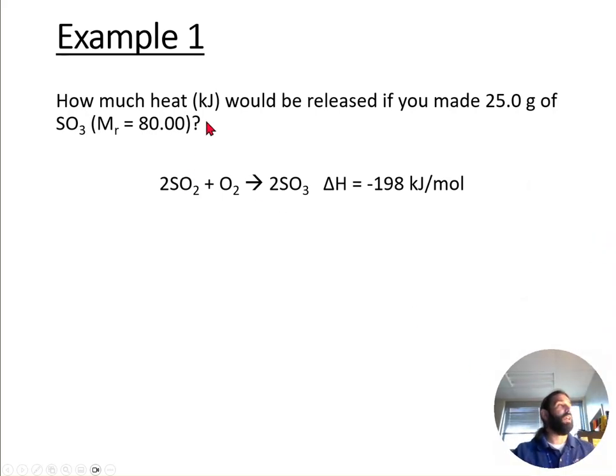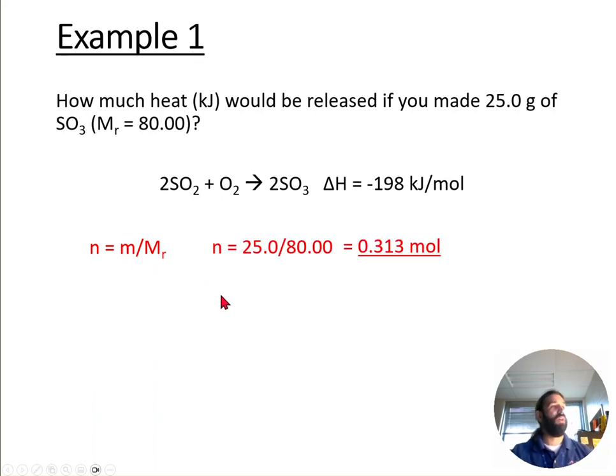Here's an example of using that. It says how much heat in kilojoules would be released if you made 25.0 grams of sulfur trioxide, and we're given the molar mass is 80. If I knew how many moles of sulfur trioxide were formed, then I could easily calculate the heat. Remember to go from mass to moles: moles will be the mass divided by the molar mass of the compound. So that means we have 0.313 moles of sulfur trioxide formed.